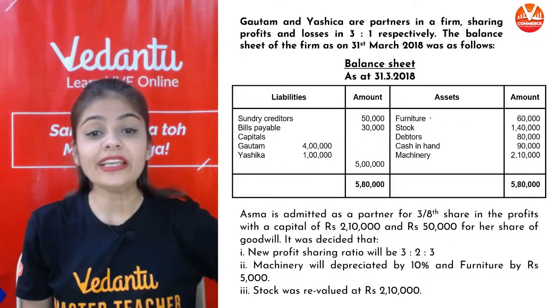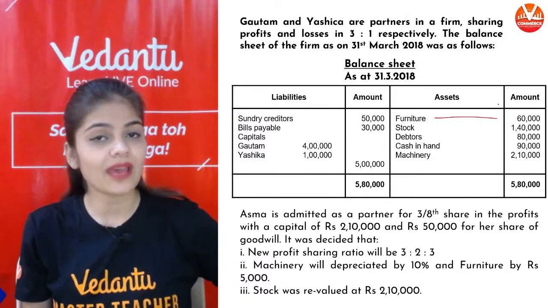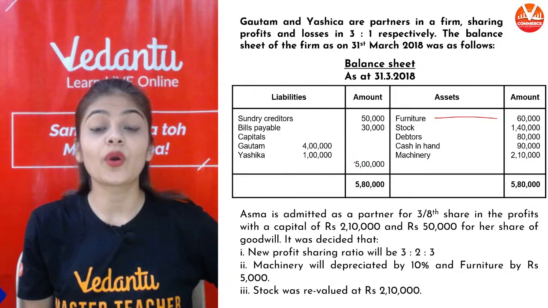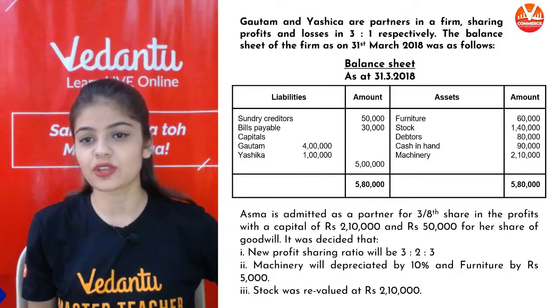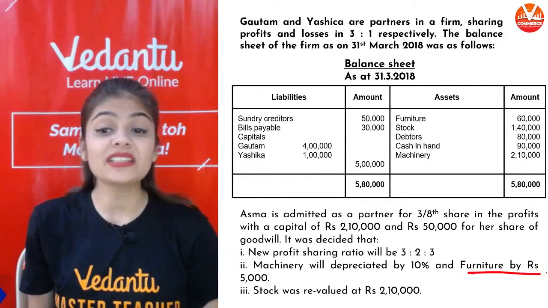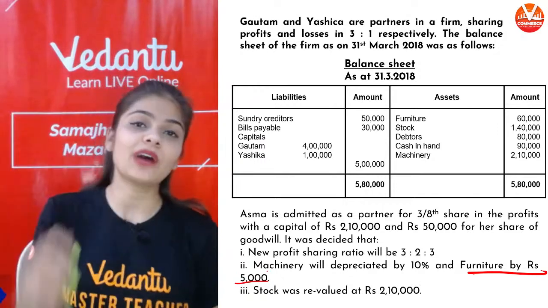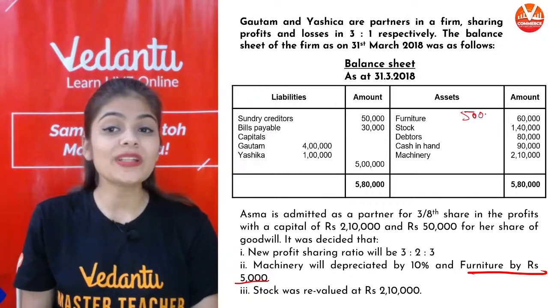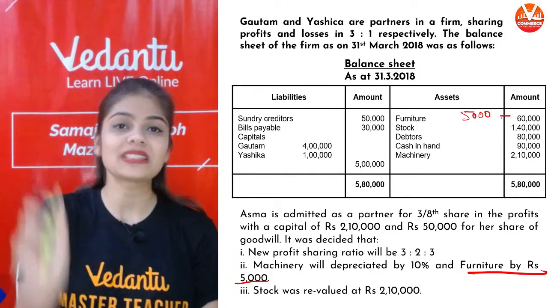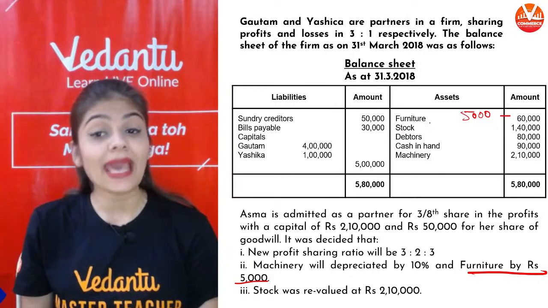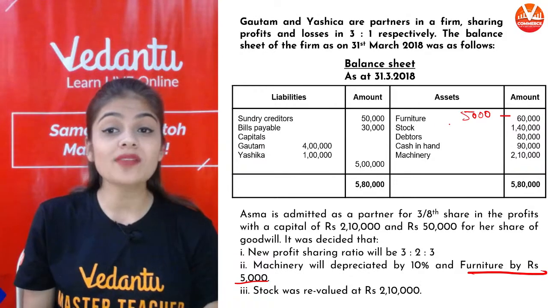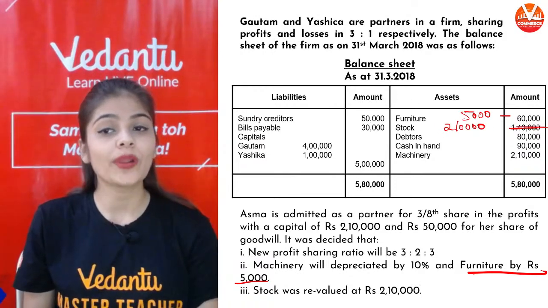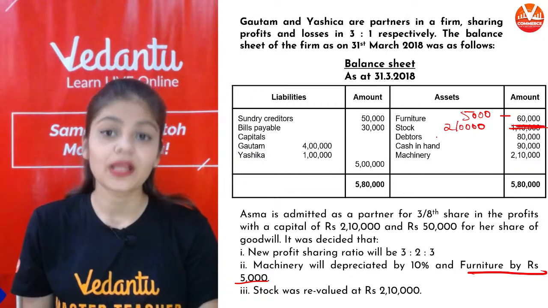Now furniture will remain the same. There is no revaluation in case of furniture. Okay, there is revaluation in case of furniture. Your furniture is depreciated by 5,000, so you will subtract 5,000 from 60,000. Then stock was revalued at 2,10,000, so now the stock will be 2,10,000.